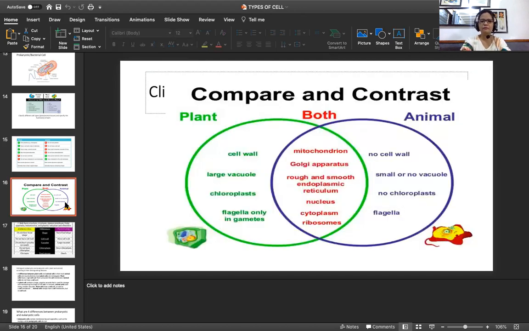Okay, now you have to compare and contrast. Ito yung pinaka major organelles that you can see in both: mitochondria, Golgi apparatus, rough and smooth endoplasmic reticulum, the nucleus, cytoplasm, and ribosomes. Wherein in plants, you can see only cell wall, the large vacuole, the chloroplast, the flagella only in gametes. Meron din, no, pero selective. Pero sa animal, wala siyang cell wall, wala siyang chloroplast, meron siyang flagella. Depende rin sa animal cell.